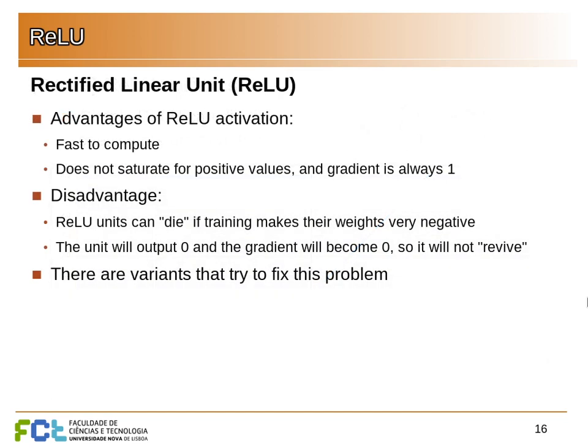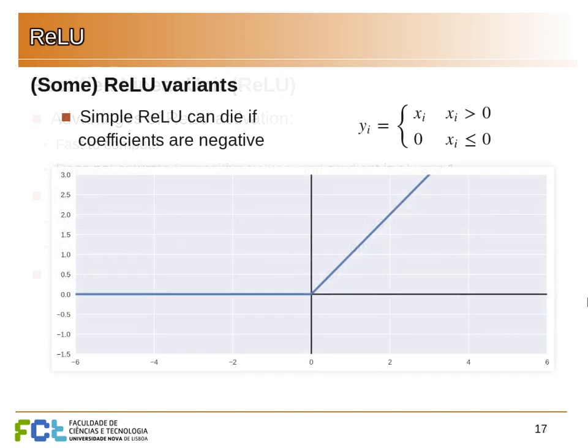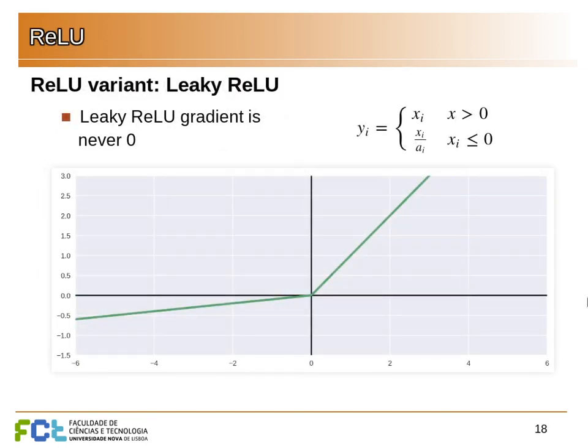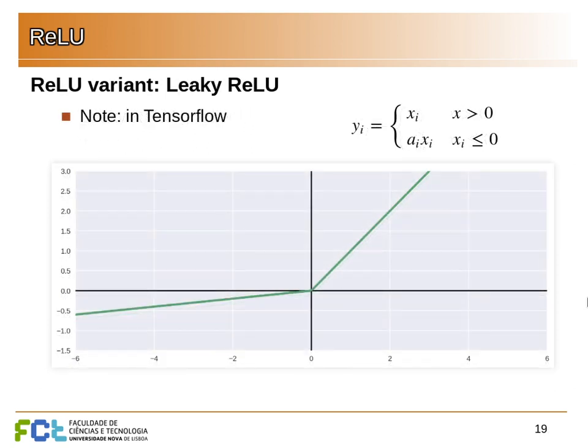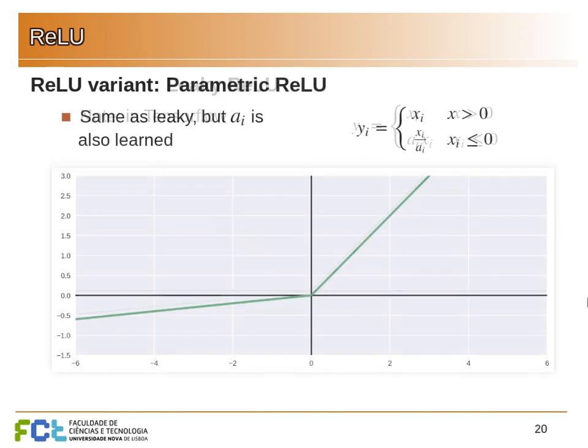Now this can be fixed with some variants. For example, leaky rectified linear units have a gradient of 1 on this side, and a small gradient here. This is the conventional approach, divide by some constant. In TensorFlow, you multiply by some constant. So you use a small number, smaller than 1, for the leaky part here, and this prevents the neuron from dying, and it works all the same.